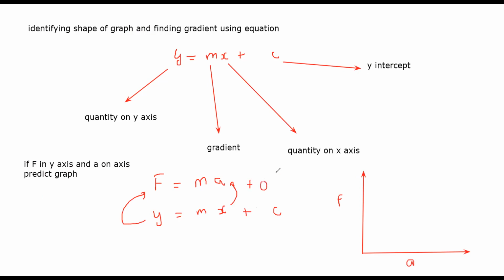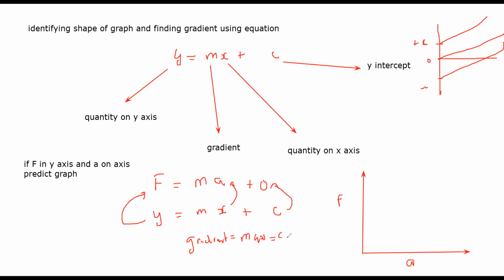What is a y-intercept? Y-intercept means, if you have a graph, the point where it touches the y-axis, that's called the y-intercept, that's c. This is a positive y-intercept, and it can be a negative y-intercept, or it could be zero as well. So in this example, because the equation is F equals ma, there is an addition of zero, so I can say the y-intercept is zero. And what will be the gradient? The gradient is equal to mass, and we know the mass of an object is constant. So if mass is constant, the gradient will be constant as well.